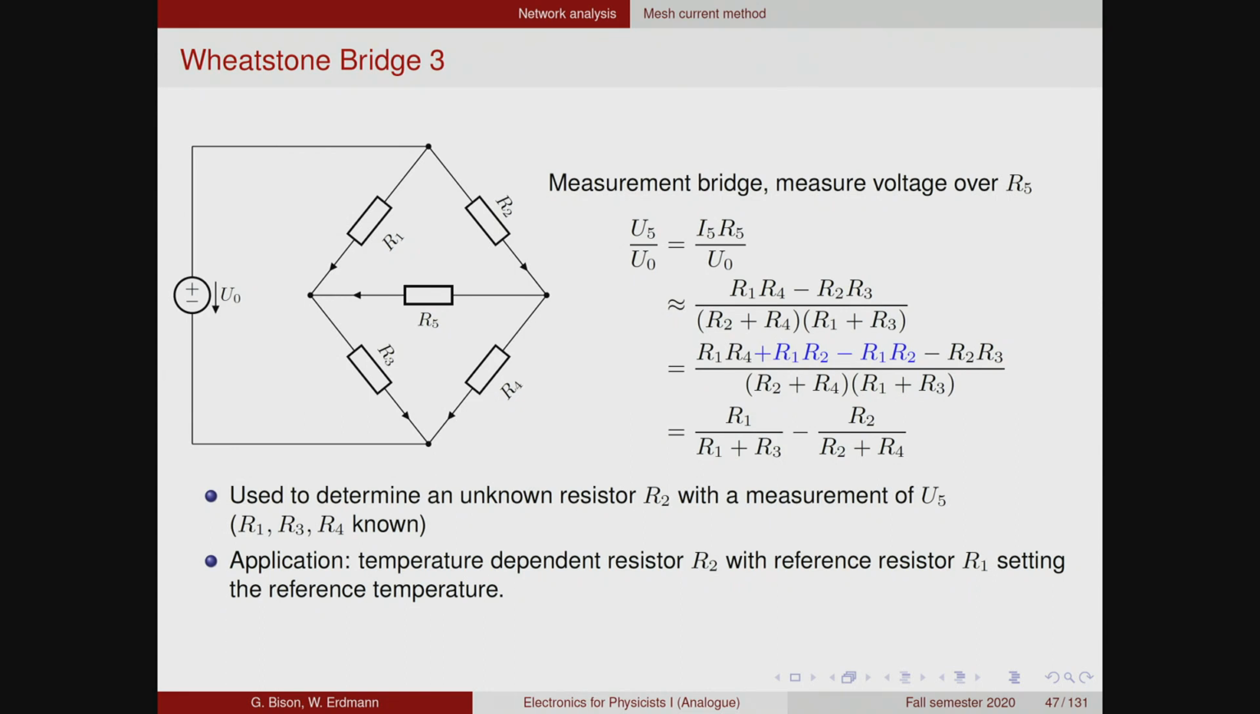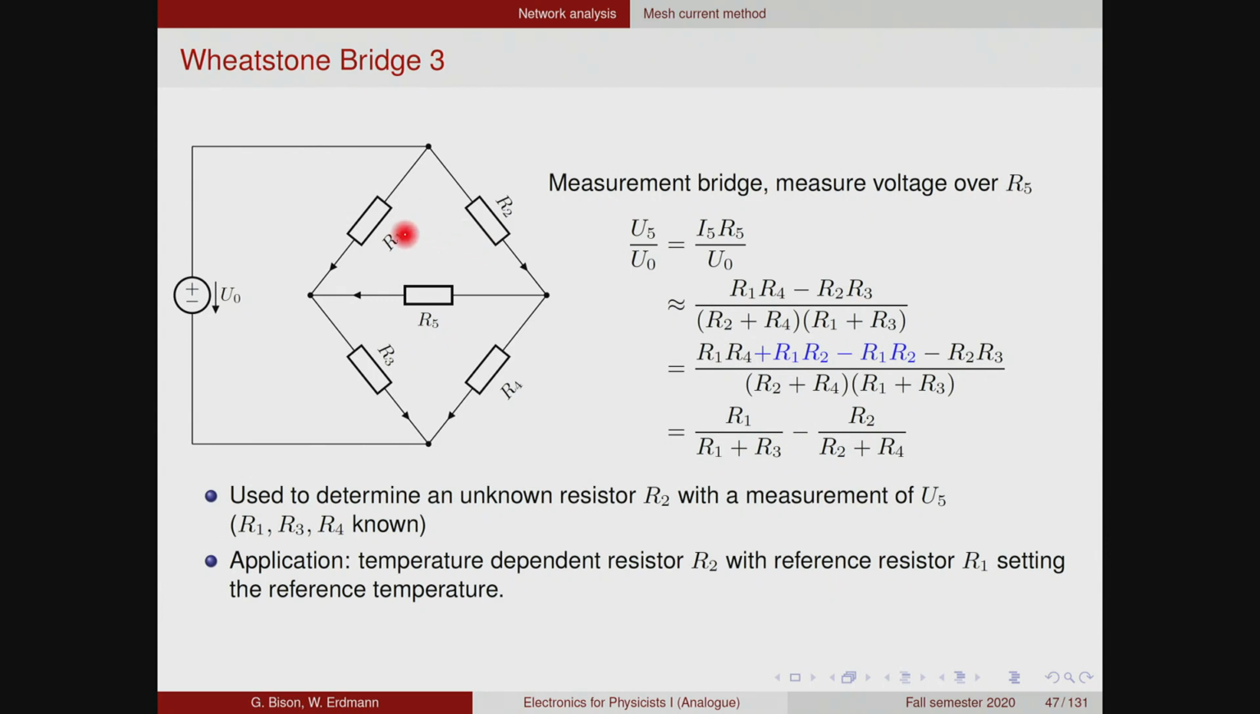The bridge is used typically to measure a resistor. So this means that you would use three known resistors and then connect one unknown resistor. And then, of course, you can solve this for the unknown resistor. It's particularly nice if you know the rough range of the resistor you are expecting. So, for example, you could use a resistor that is temperature dependent. There are, for example, the PT100 resistors that have 100 ohms of resistance at 0 degrees. And then this resistance rises with rising temperature. And so you know that you expect a resistance somewhere around 100 ohms.